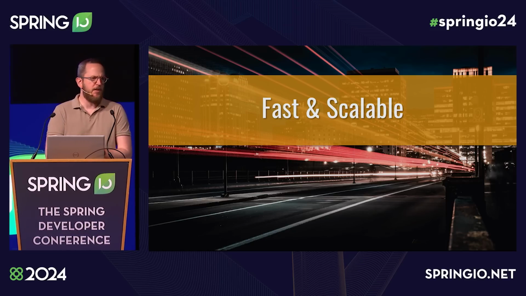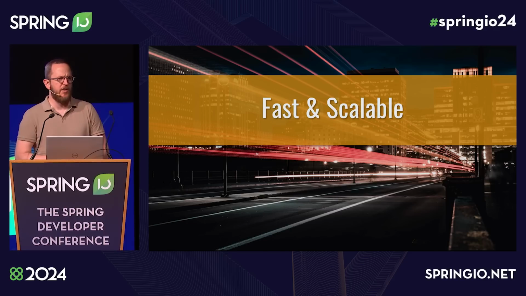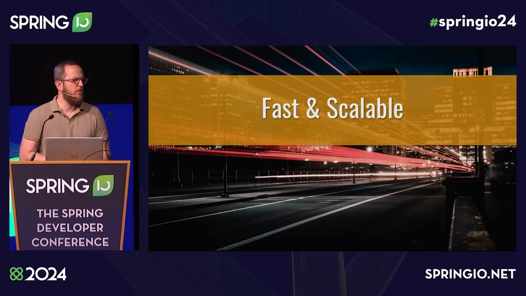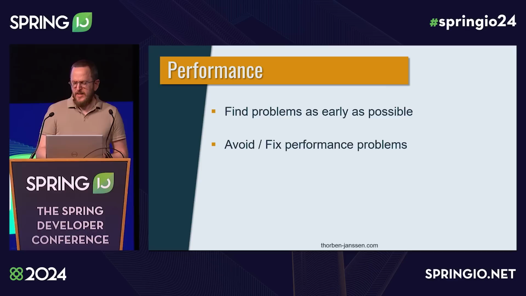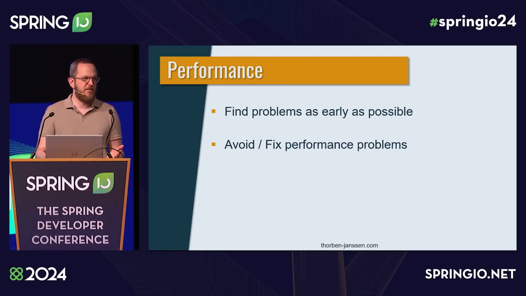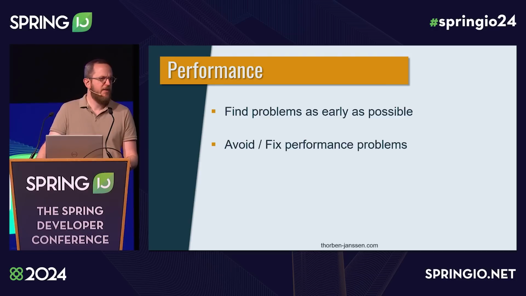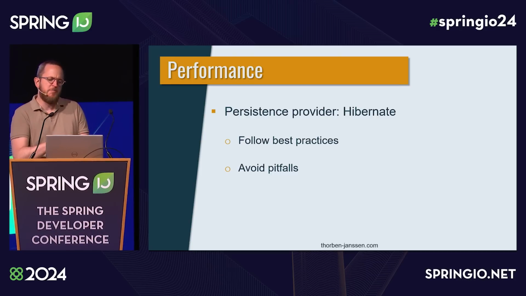Okay, enough about me, because I guess you are here to hear about building fast and scalable persistence layers. What does it actually take to create a persistence layer that is fast and scalable? Well, we all know that doesn't happen by accident. We have to do a few things, and the simple answer is this: you just need to find performance problems as early as possible, and then just avoid them entirely, or if they are there, at least fix them. Simple, right?